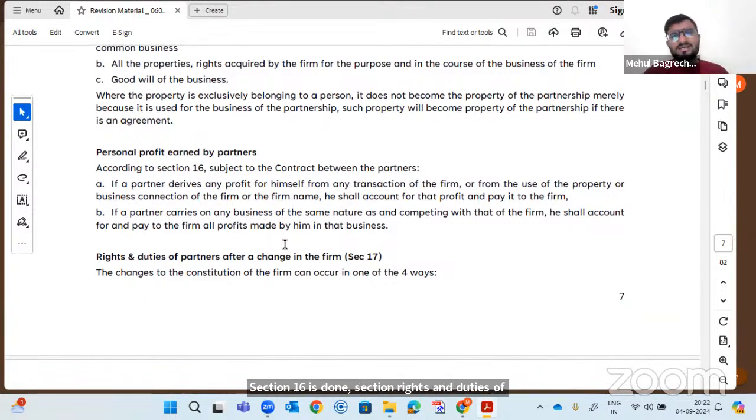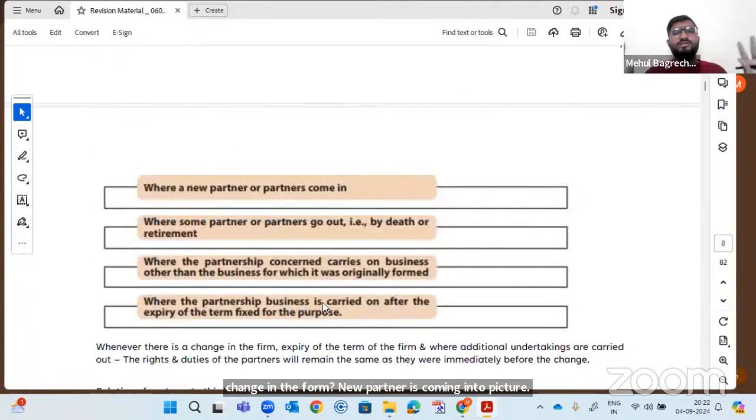Sir, whenever there is a change in the firm, when can there be a change in the firm? A new partner comes into the picture, an old partner goes out, or any such permutation and combination. The rights and duties will remain as they were before the change, until and unless you have made changes by an explicit discussion.